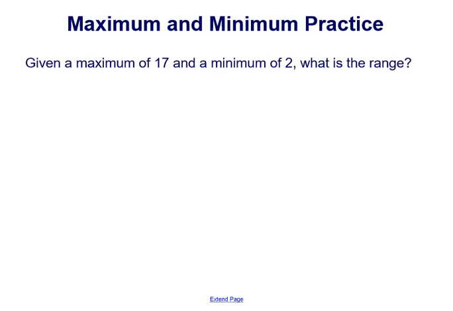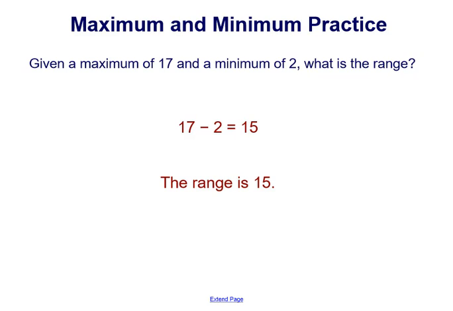Then, given that maximum of 17 and a minimum of 2, what is then the range? Well, the range is the difference between the greatest data value and the least data value, or the difference between the maximum and the minimum. So we need to subtract 17 and 2. We need to subtract the maximum and the minimum. So that will give us 17 minus 2 equals 15. So therefore the range is 15.